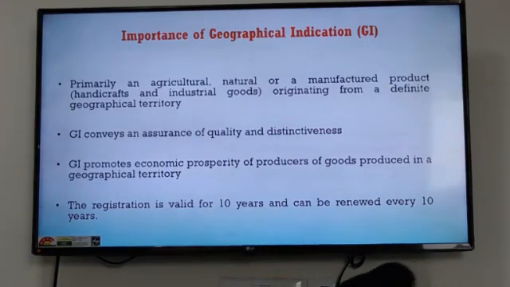And obviously, it's very important for the people who come from that region because it gives them a certain assurance that their products will not be lost in the market among fakes. The registration is valid for 10 years. And again, like trademarks, it can be renewed forever every 10 years.